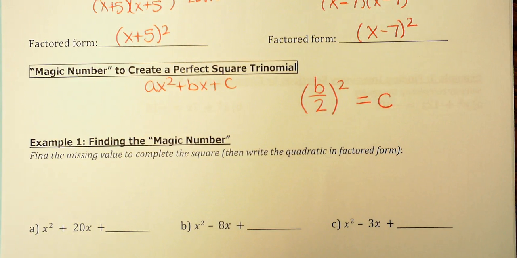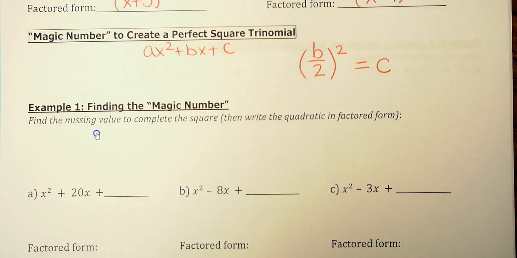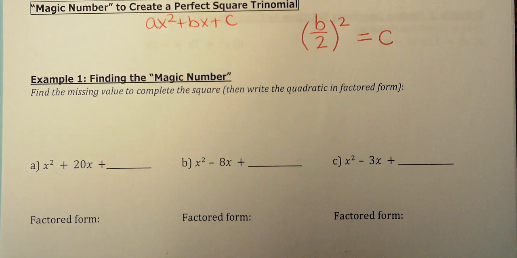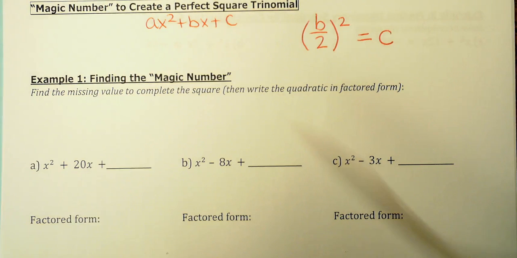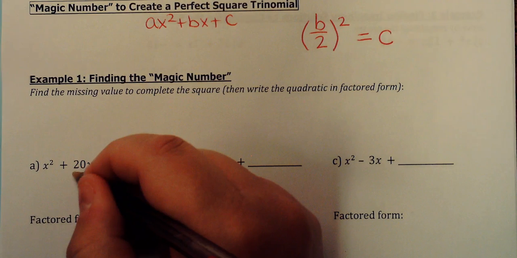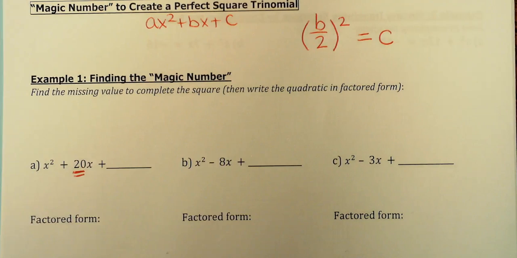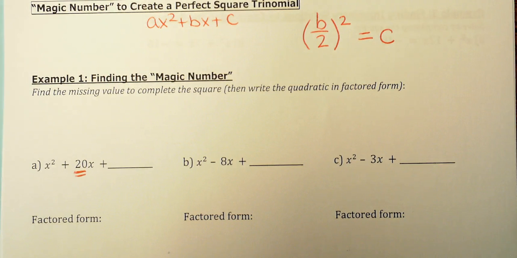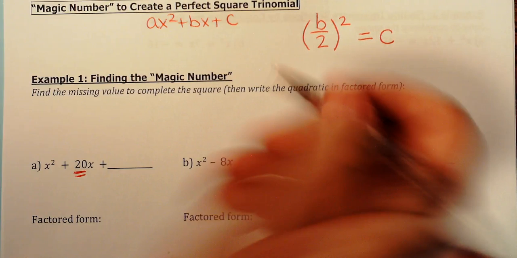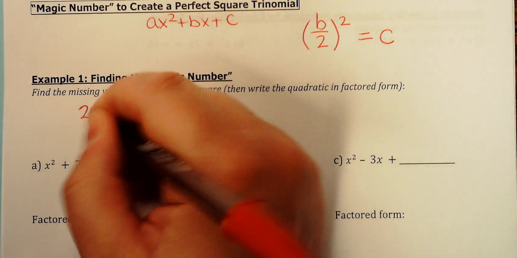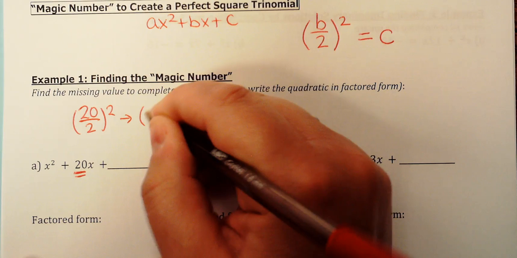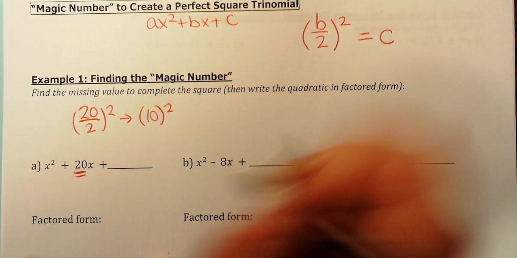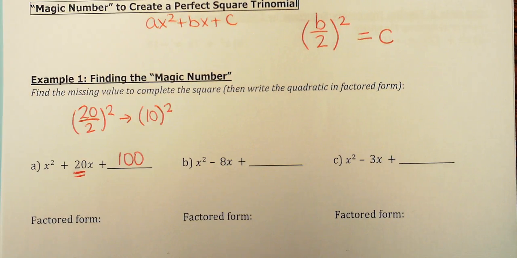So I'm just going to show you how this works down here in example 1. So I literally have just a blank spot. It says find the missing value to complete the square. So what you're looking at is the number with the x attached to it, so 20x in this case. So my b value is 20, you divide that by 2 and square that. So 20 divided by 2 is 10, squared is going to be 100.